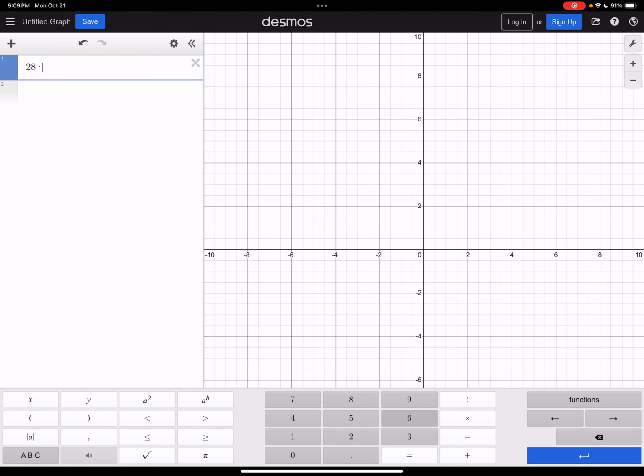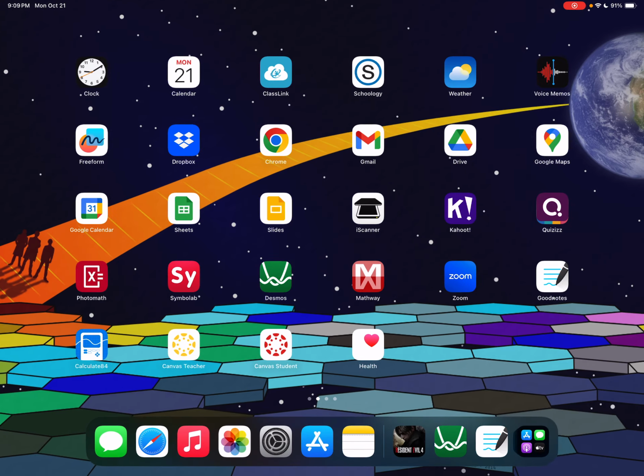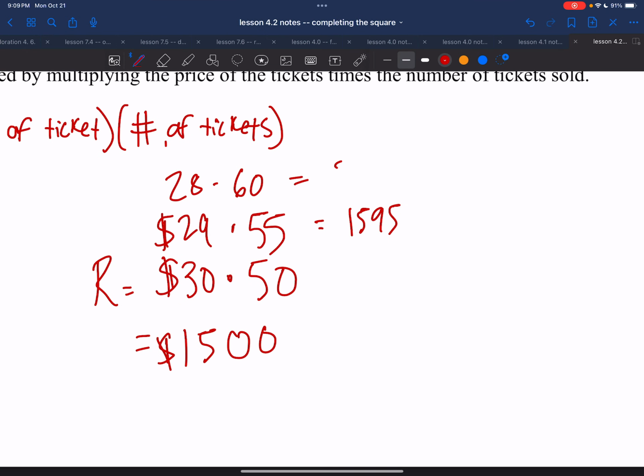28 times 60, I get 1680, right? So you can see 1680. Okay, the price is going up even though I'm decreasing the price of the ticket, right? So the price of the ticket's going down, but the number of guests attending is going up. But eventually, if I sell the ticket for dirt cheap, even if a bunch of people come, it's not going to be worth a lot, right?